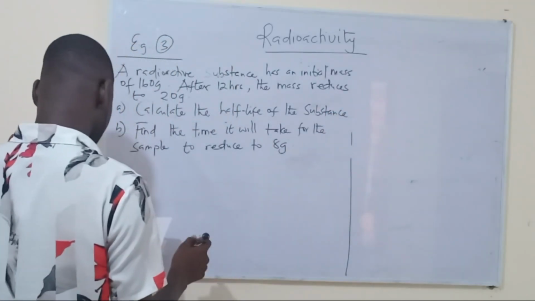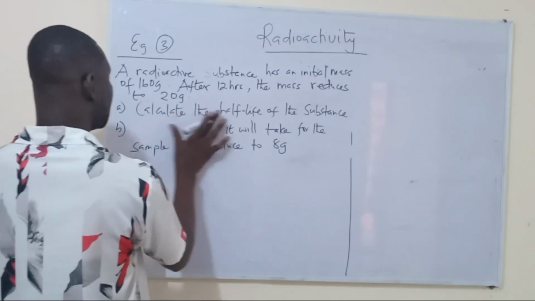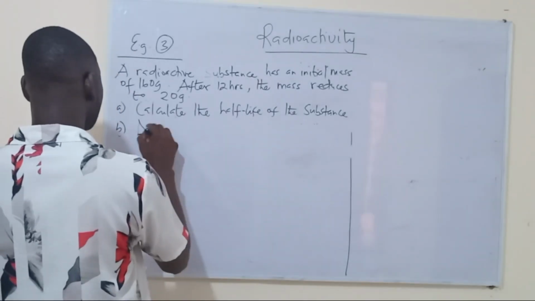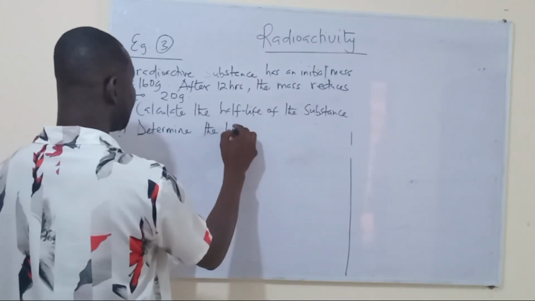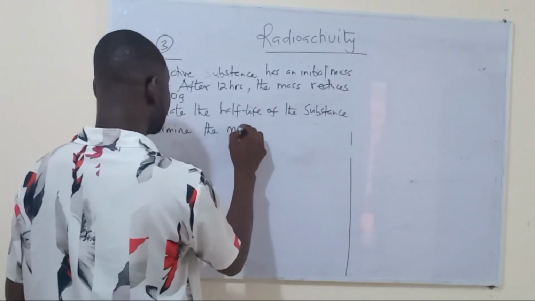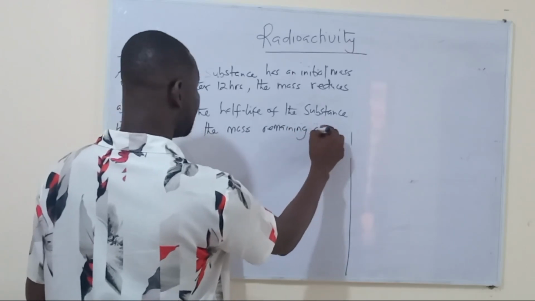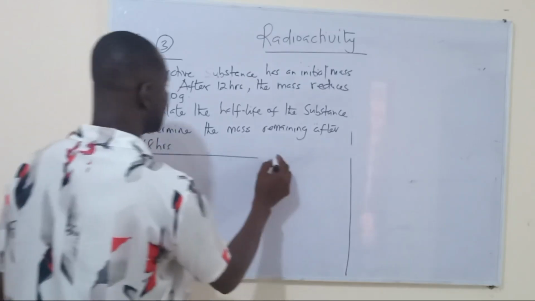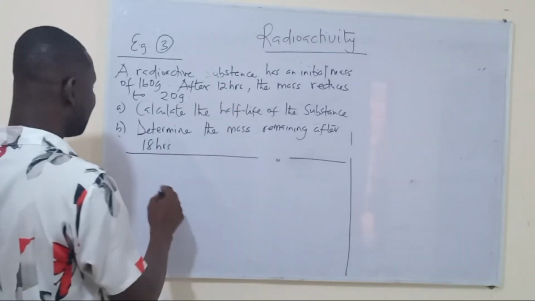B. Determine the mass remaining after 18 hours. So this is the third question. Let's see how we go about it. To calculate the half-life, solution.